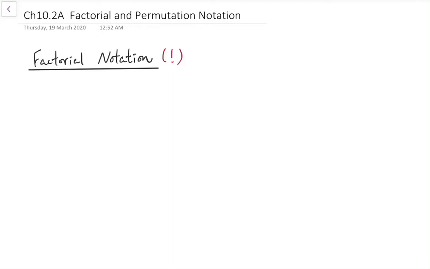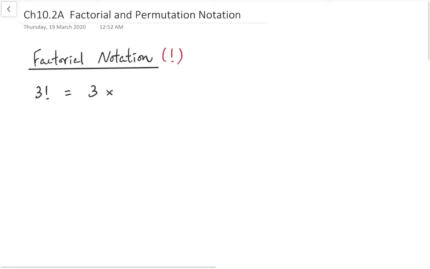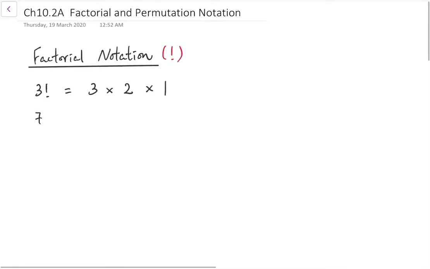Let's introduce a new notation, factorial. So factorial is a notation like this. So we will get 3 factorial. Actually, what does that mean? It means you start from 3 and then you multiply by the number less than that, so you multiply by 2, up until you get 1.